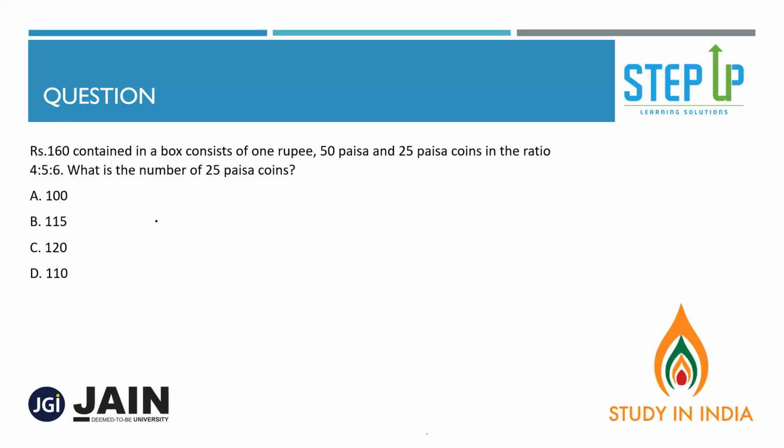Awesome. Cool. Majority of you are saying C. So 50 paisa will be 0.5 and 25 paisa, only two are there, or 1 rupee is also there. So 1 rupee, 0.5, and this is 0.25. I have in the ratio 4, 5x. So 1 into 4x plus 0.5 into 5x plus 0.25 into 6x.